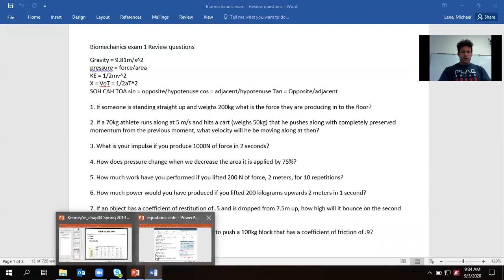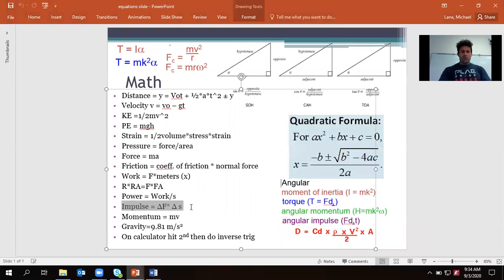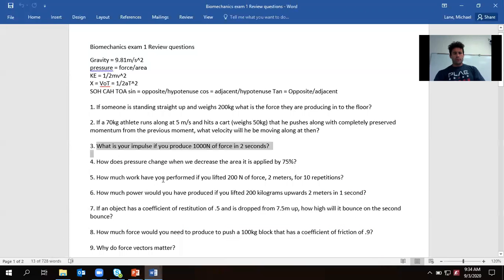now if we come back to our equation slide, we're going to see that our impulse equals the change in force multiplied by the change in time. Okay, so if we go back to our review, literally, so that's 1,000 newtons, that's the change in force, and it's over 2 seconds, change in time. So literally the answer to this one is simply 2,000.